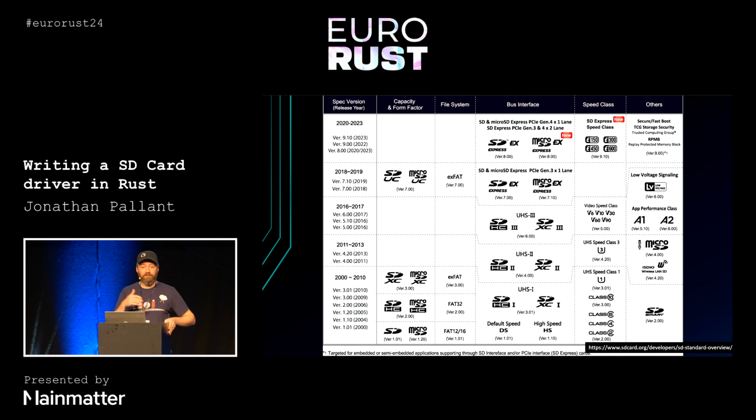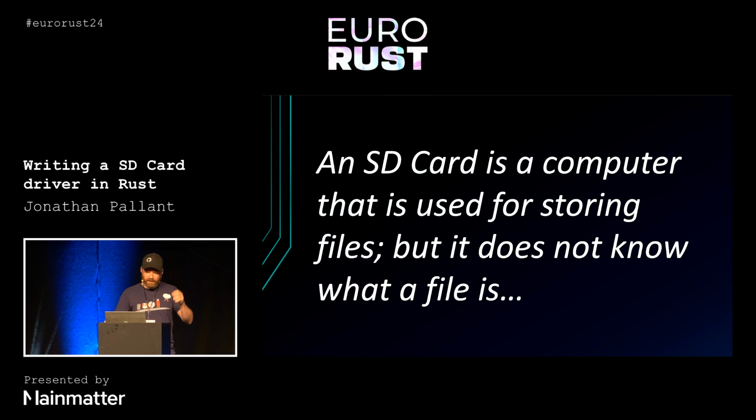The good news is we can ignore almost all of that. Basic SD cards will just work in the basic mode. So what is an SD card? An SD card is a computer, and we use it for storing files, and an SD card has literally no idea what a file is. It just stores bytes. So how do we tackle this problem? Well, this gives me an excuse to talk about my second favorite topic, which is systems engineering.